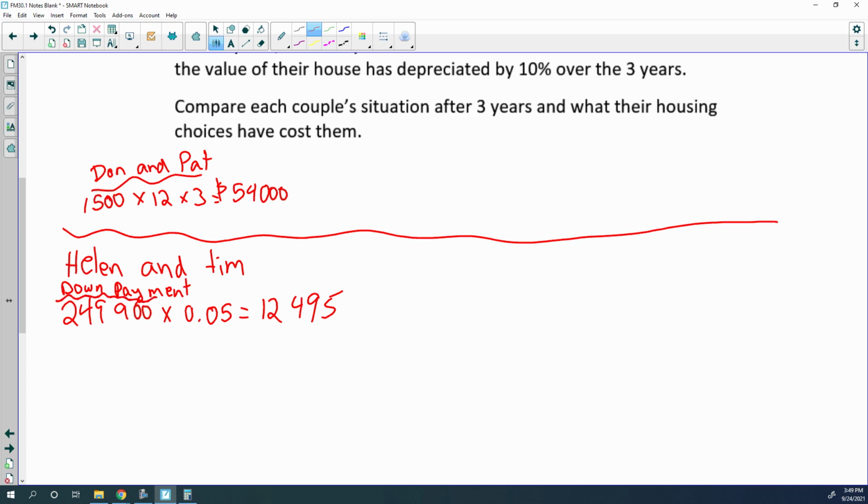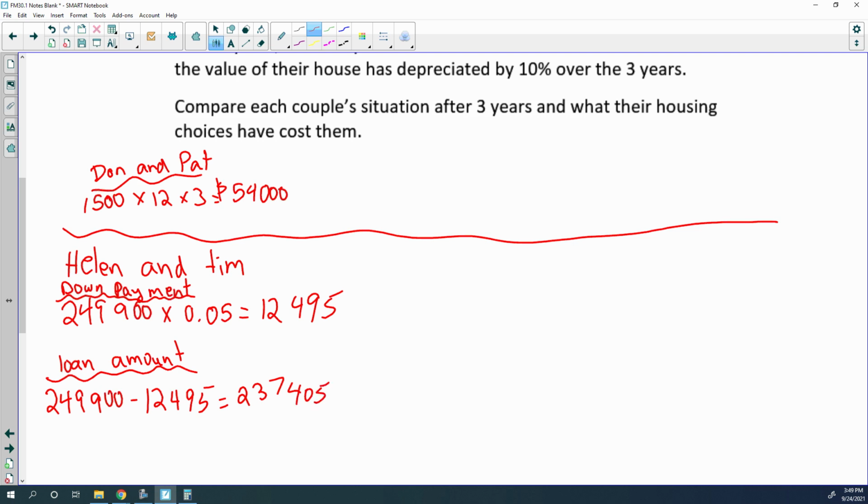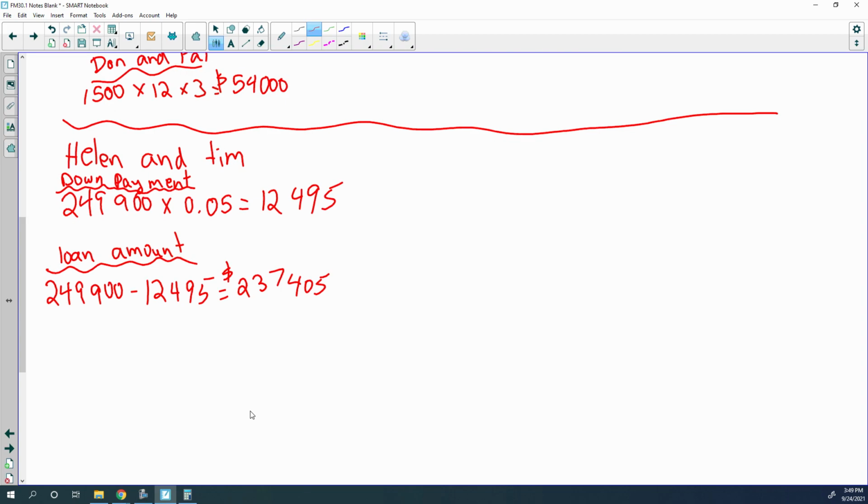Headers are going to become your friend for this one. Okay, so the next one is our loan amount. So how much is the loan going to be that they are going to get from the bank? So I'm going to take the price of the house minus the down payment. And so you minus those, you will get $237,405 will be the loan amount. So now we need to know what our monthly payments are for this mortgage.